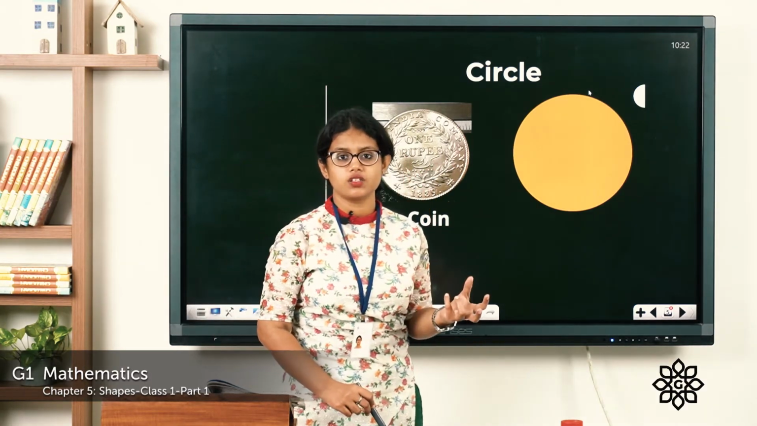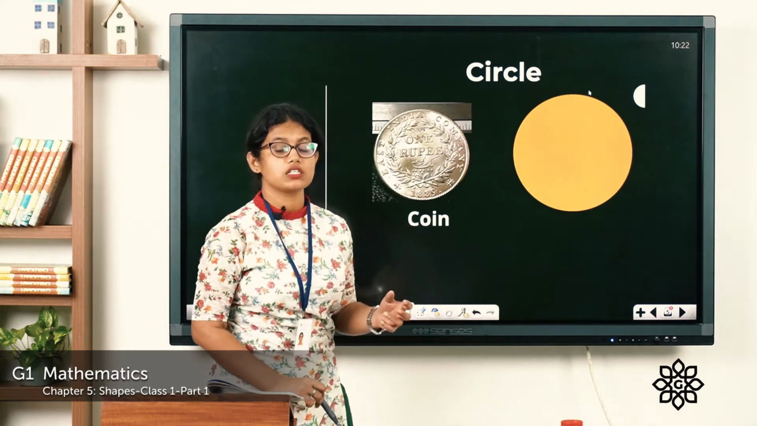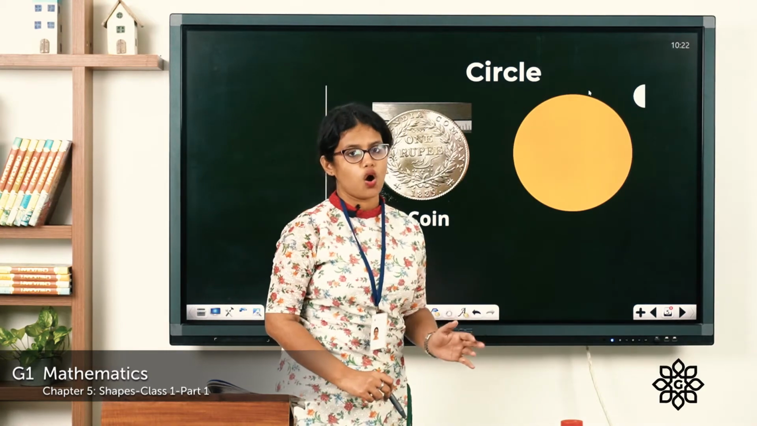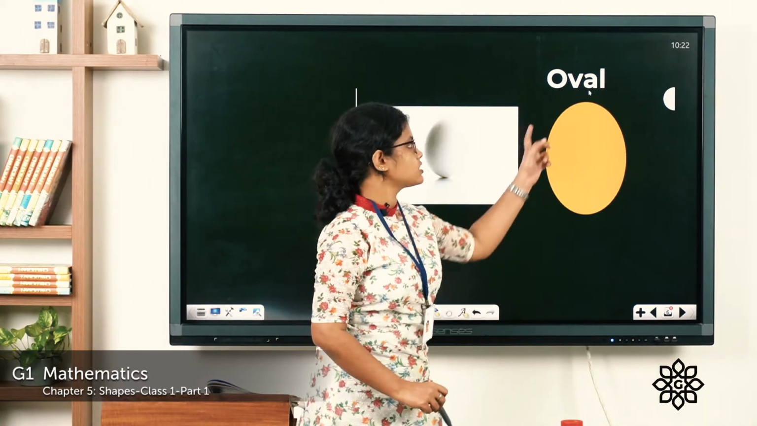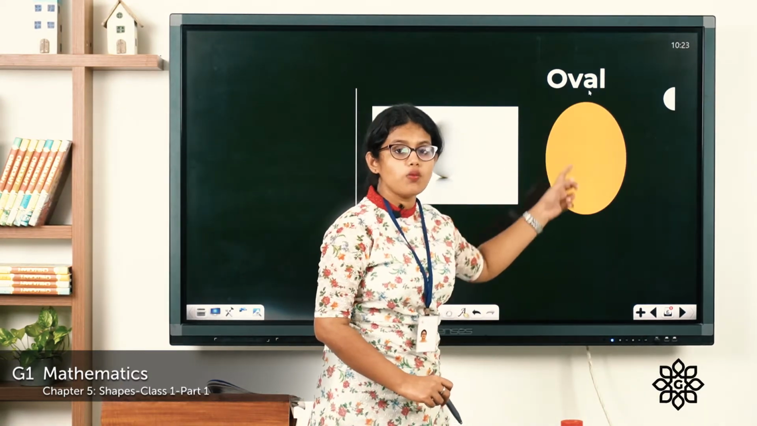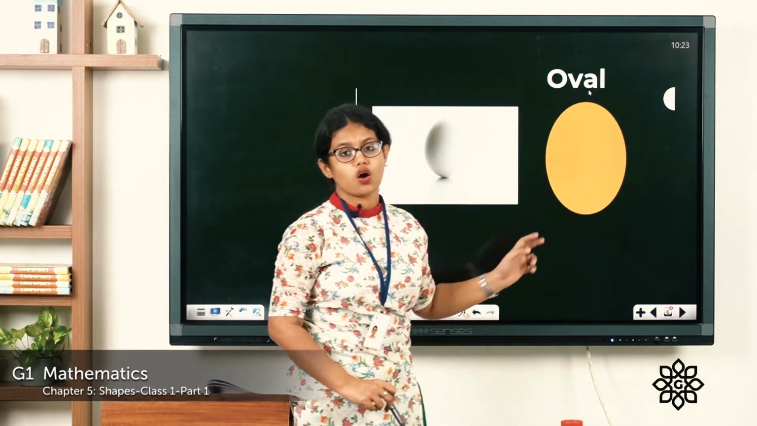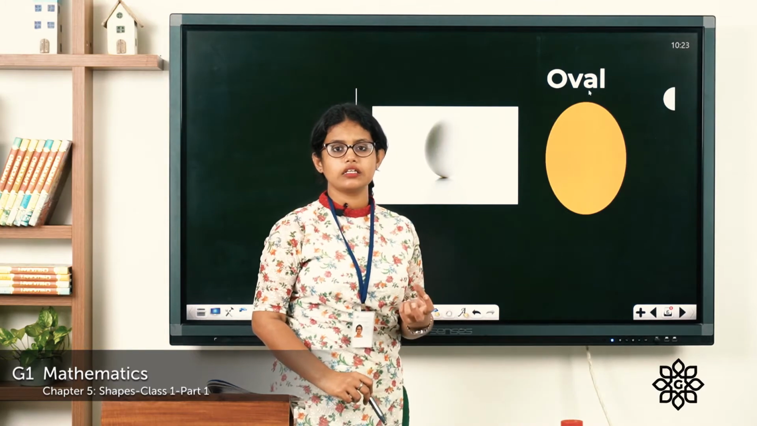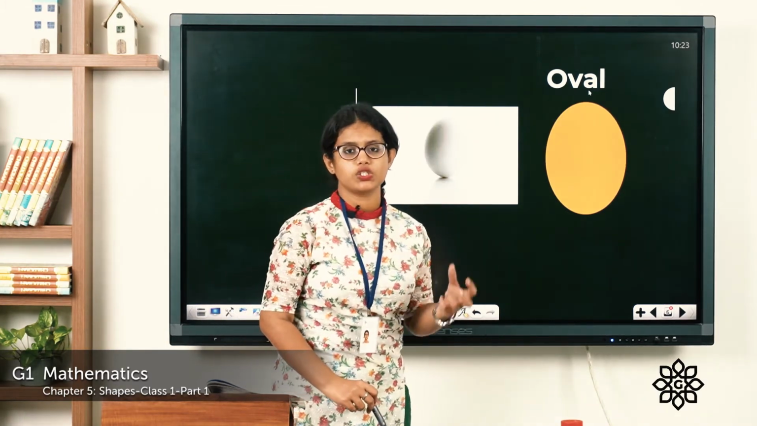What about the tire? You all are familiar, right? The tire. What shape is that? It is in circle shape. No sides, no corners. What about this shape? This is an oval. And the oval shape also has no sides and no corners. An example that you can take: take an egg and see. What shape is that? It is oval in shape.